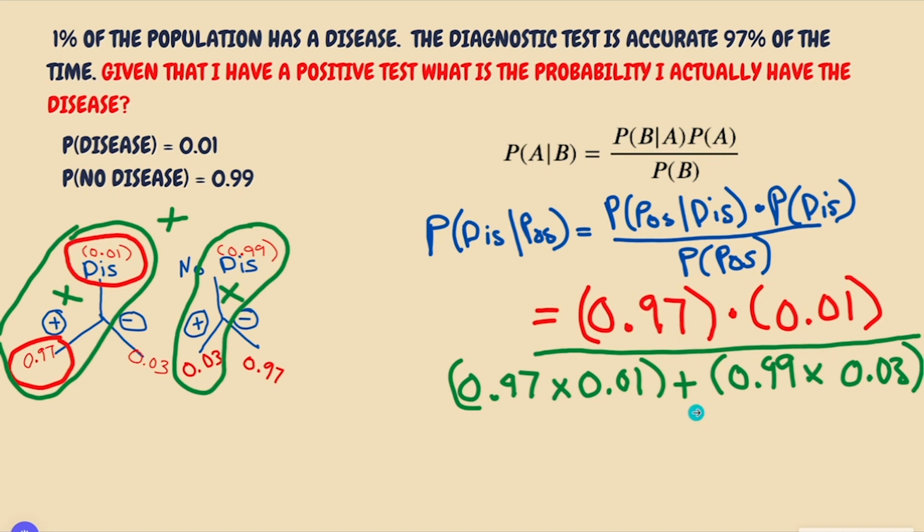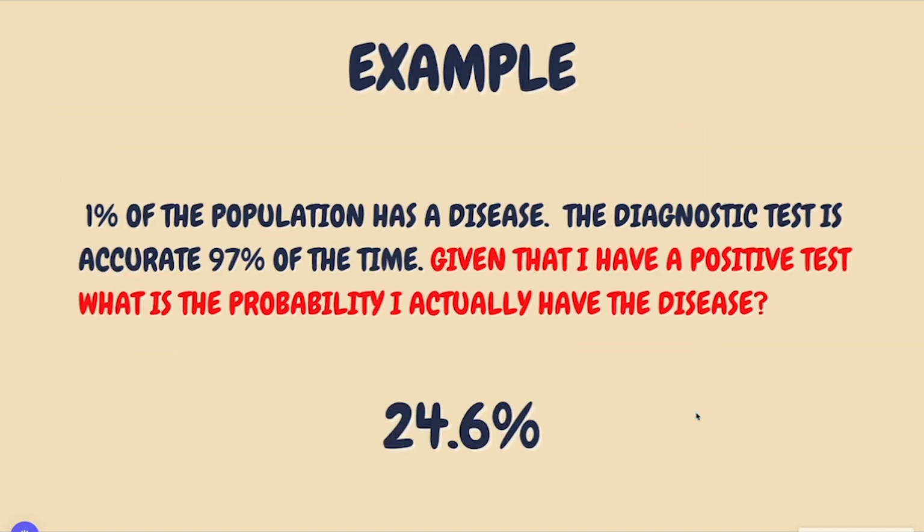From there, I can get a test result, and that is going to equal out to 24.6%. So given that I have a positive test, what is the probability I actually have the disease? That is about 25%.